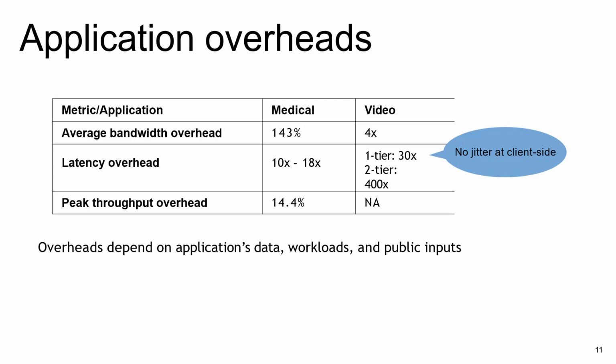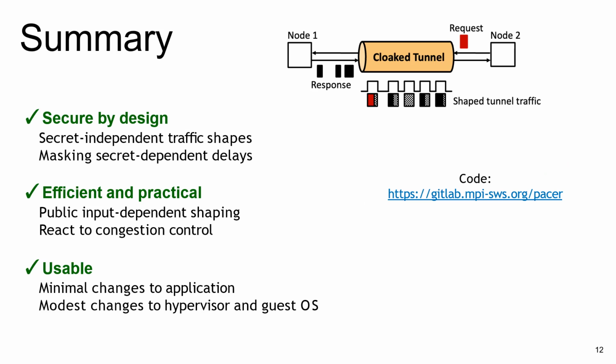Nonetheless, the impact on the end client's experience is actually minimal. For example, we observe that the video client experiences no jitter when streaming videos despite traffic shaping. The exact overheads depend on applications. Pacer provides a way for developers to configure the trade-offs between the overheads that a developer is willing to incur and the privacy guarantees that it wants for its applications.